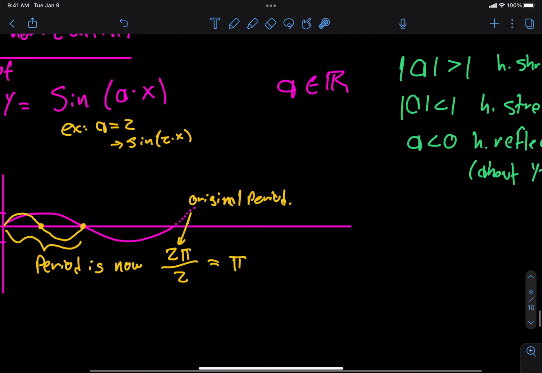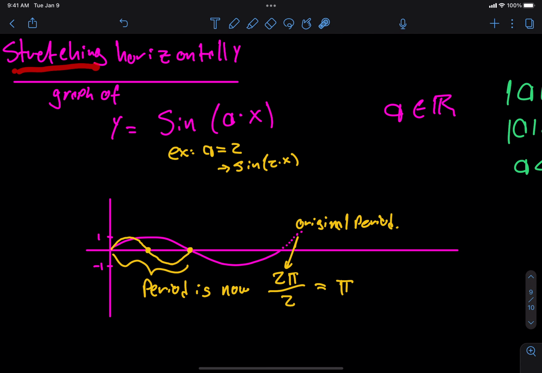Okay, let's talk about horizontal stretching. Well, we know we're going to have a horizontal stretch or shrink depending on whether or not we have a number being multiplied on the inside.